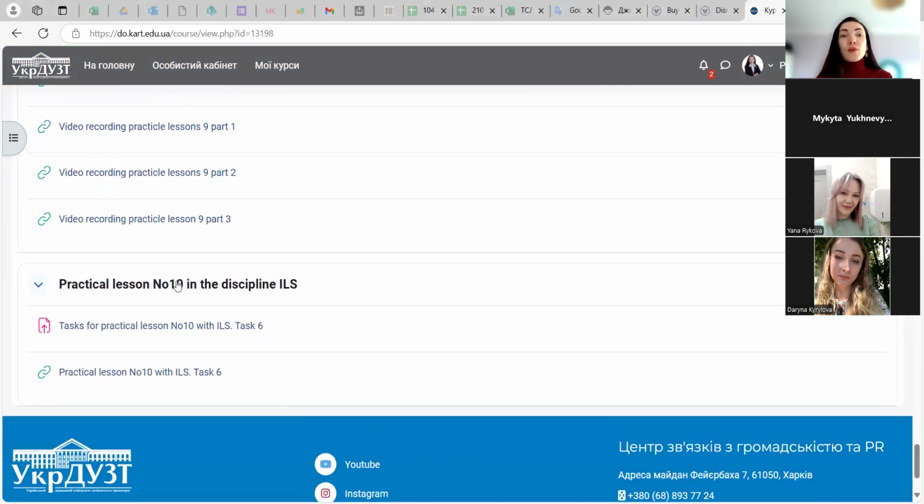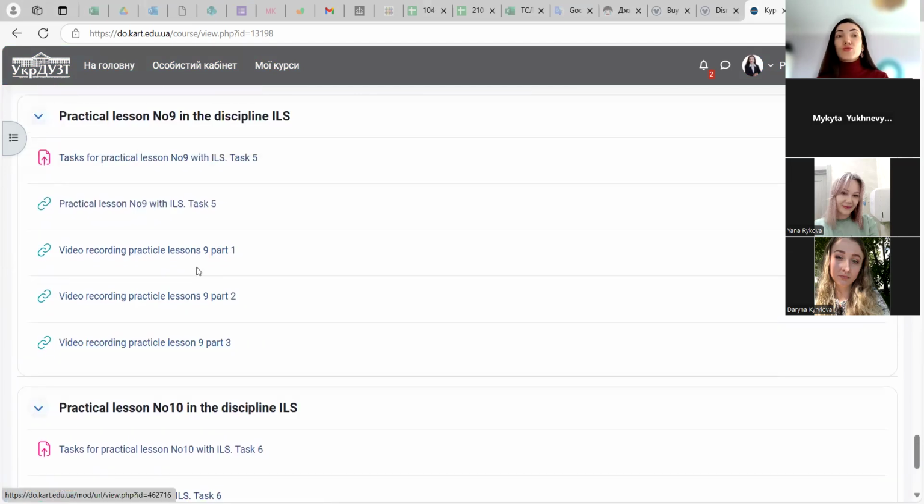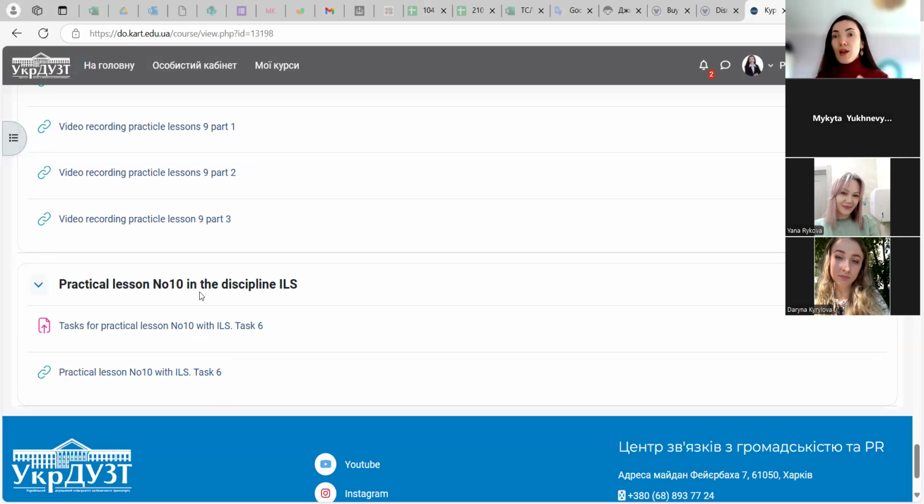Today is our practical lesson number 10, because we did these tasks over two lessons. Task number 5 was very big, and we did the first part, second part, and third part in the previous practical lessons. Maybe I write here that it is number 9 to 10, and today it is our practical lesson 11. Maybe I change the numeration.